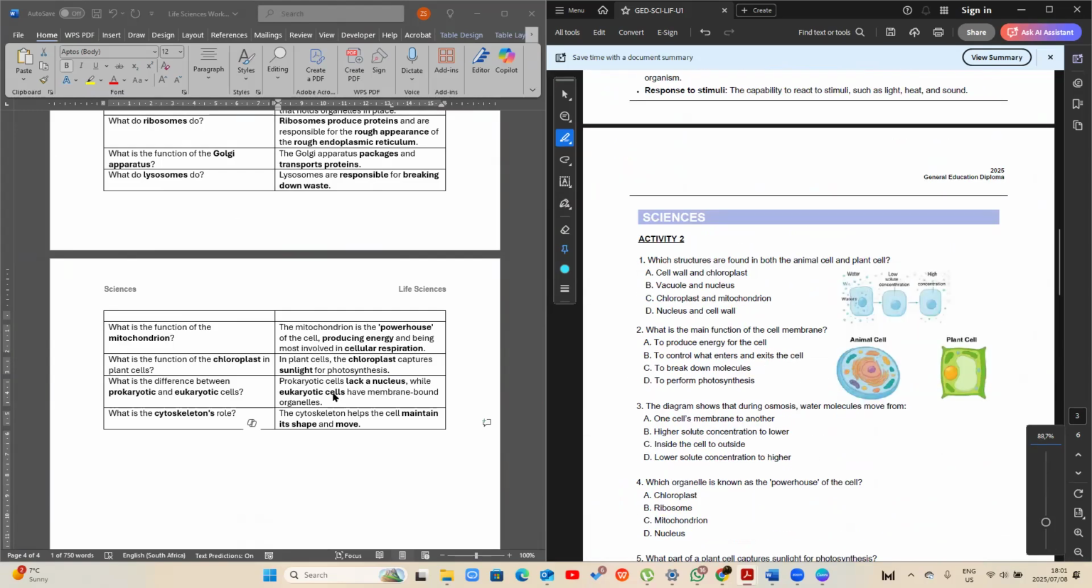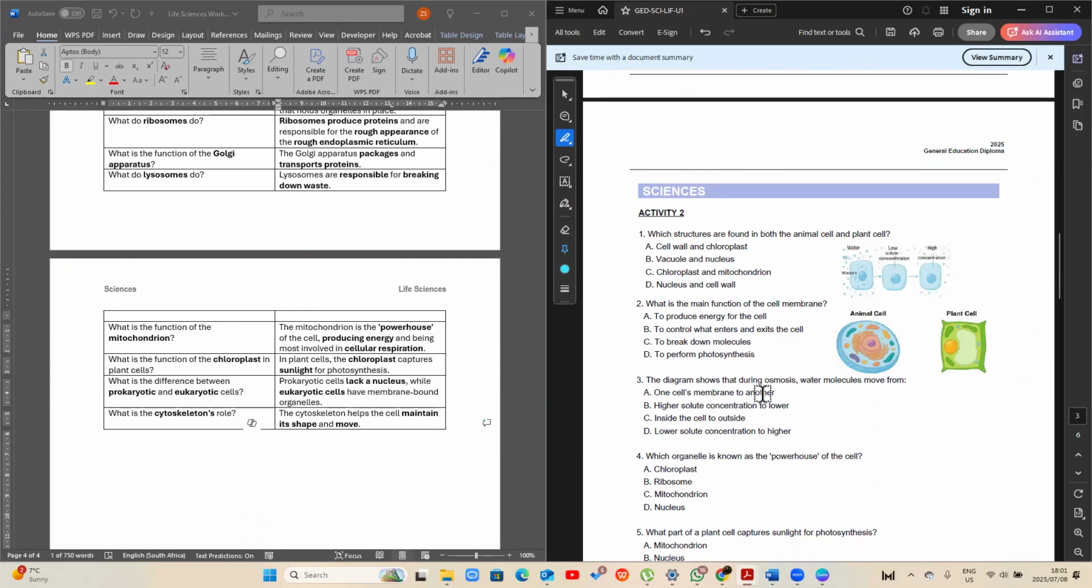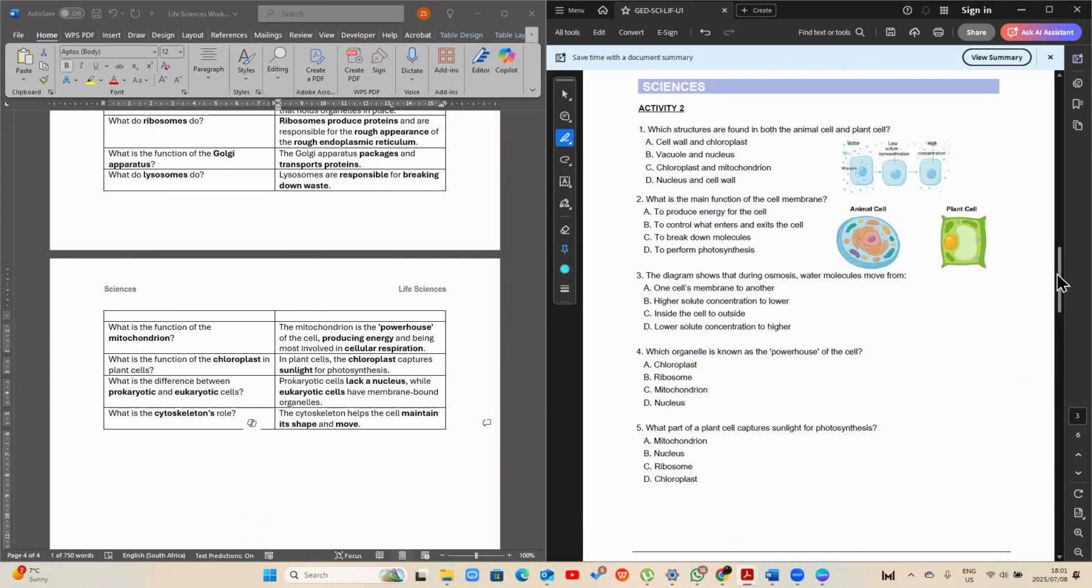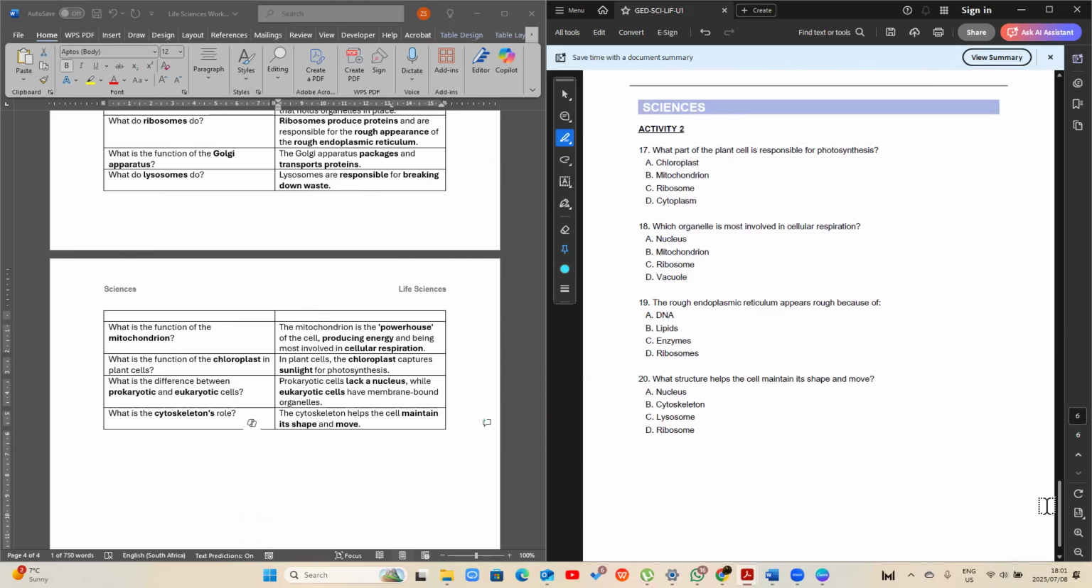After you've completed the summaries for this unit, you're required to then complete assignment 2, which will also contain 20 multiple choice questions that are going to test you on your knowledge of cells.